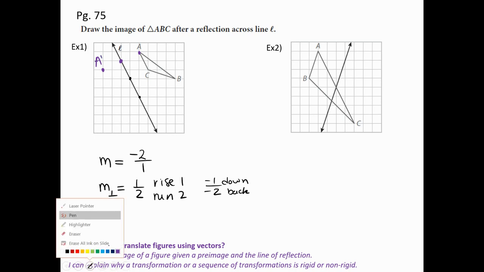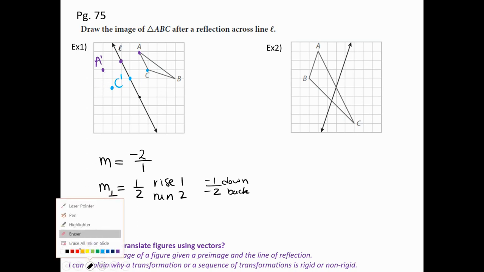I'm going to switch colors to blue, and I'm going to do the same thing at C. So for C, I would go down 1, back 2 to get to my line of reflection, then down 1, back 2, and now I'm at C prime. And actually I want this on this side, sorry, C prime.